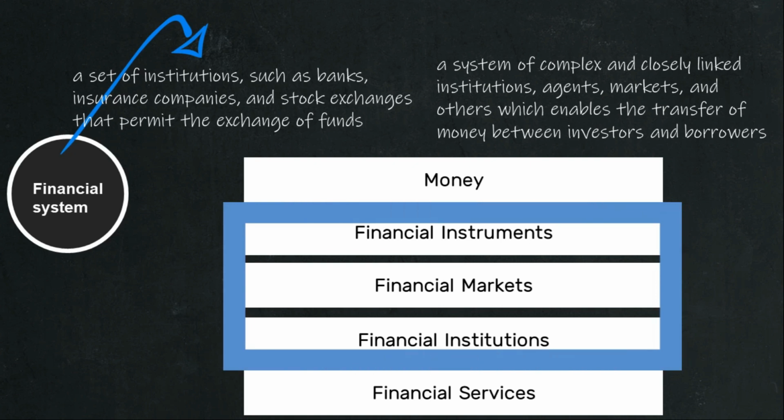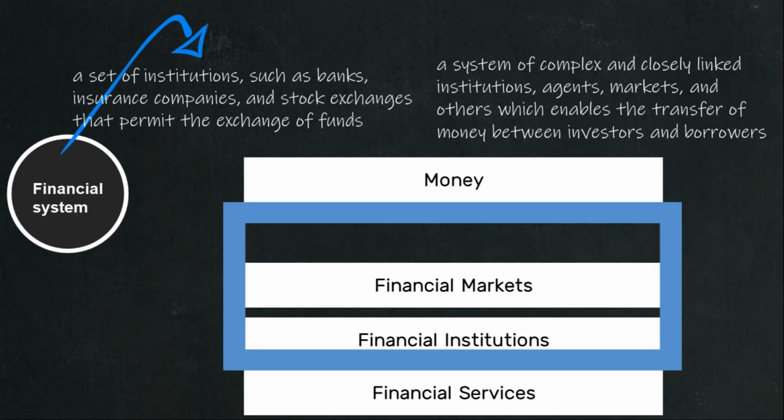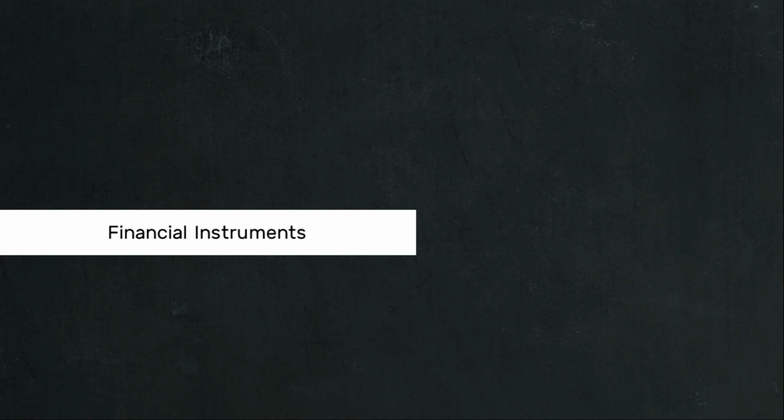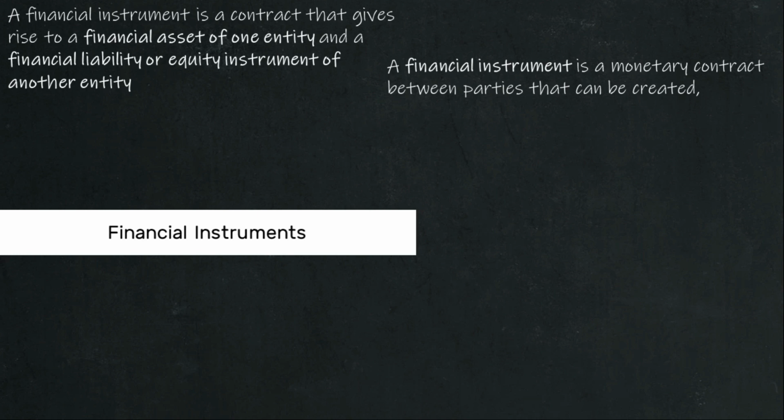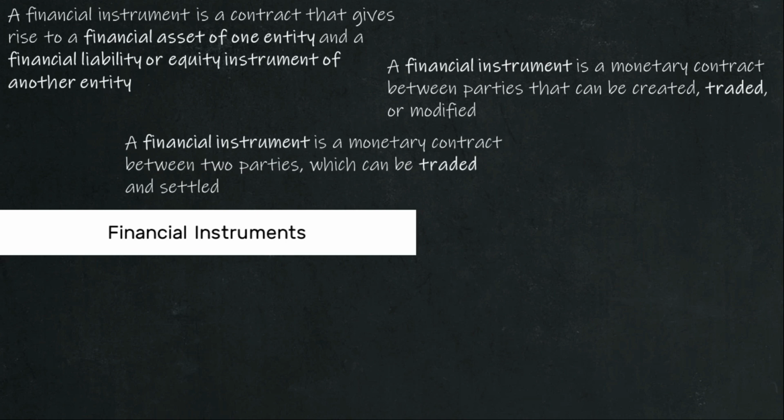To ensure a smooth flow of our future discussions, let us first know financial instruments. And let us do that by reflecting on the many definitions of financial instruments. Take a look. Financial instrument is a contract that gives rise to a financial asset of one entity and a financial liability or equity instrument of another entity. A financial instrument is a monetary contract between parties that can be created, traded, or modified. A financial instrument is a monetary contract between two parties which can be traded and settled.